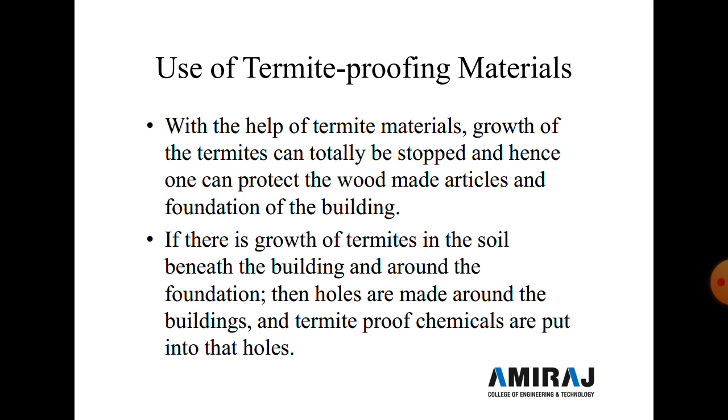Now next is the use of termite proofing material. With the help of termite proofing material, the growth of termites can be totally stopped, and one can protect wooden articles and the foundation of the building. And if there is growth of termites in the soil beneath the building and around the foundation, then holes are made around the building and termite proofing chemicals are put into the holes.